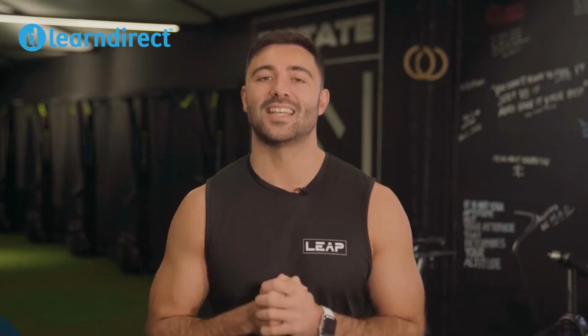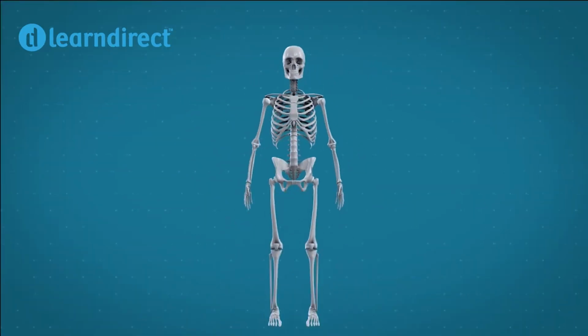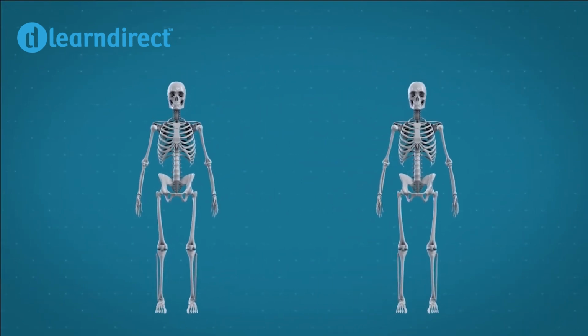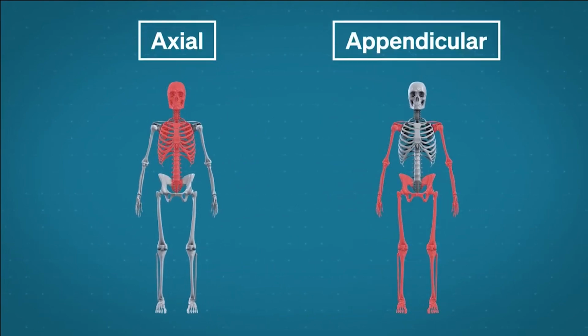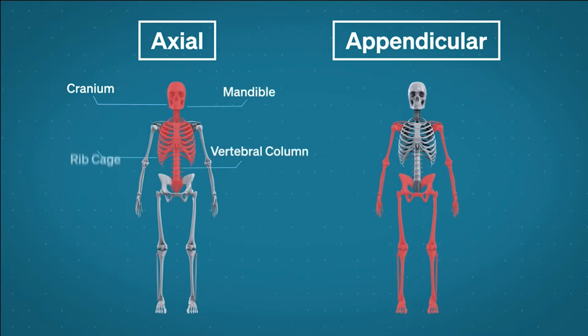So, our skeleton is made up of 206 bones, and when discussing the skeleton, we usually break it into two main sections. The axial, which has 80 bones, and the appendicular, which has 126 bones. Starting with the axial, this is the core of the body and includes the cranium, aka the skull, the mandible, aka the jaw, the vertebral column, and our ribs.